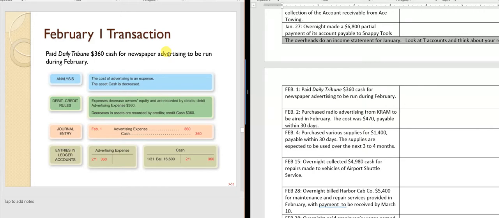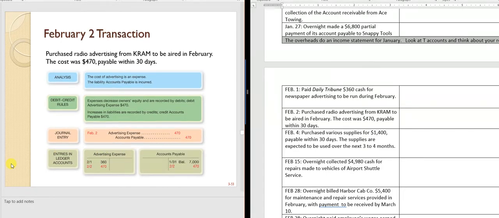Okay, so I paid $360 for advertising. Advertising is a cost of doing business, so I debit advertising expense, and cash went down, so I credit cash, and now go and post them. Purchase radio advertising to be aired in February. The cost was $470, so advertising is cost of doing business, so I have an expense, and I'm not going to pay for it until later, so I credit accounts payable, which is a liability, and I go post them.